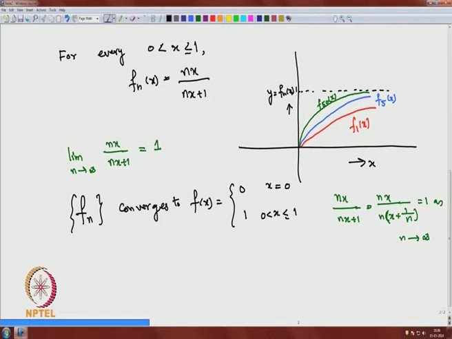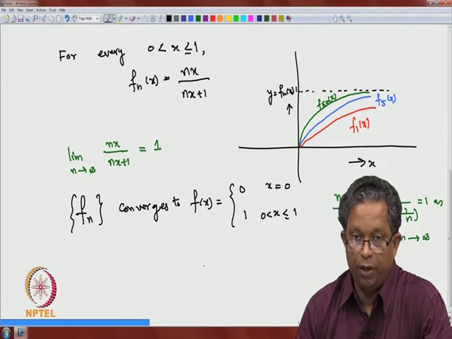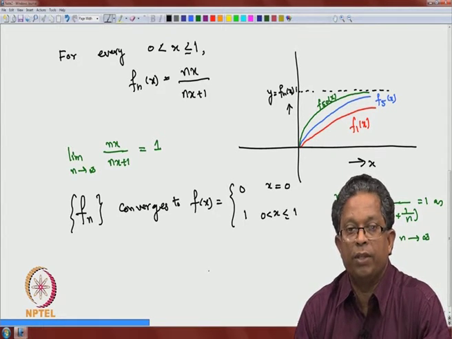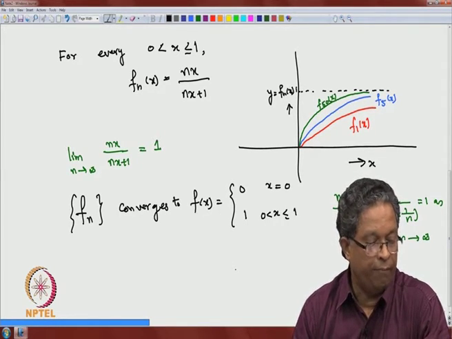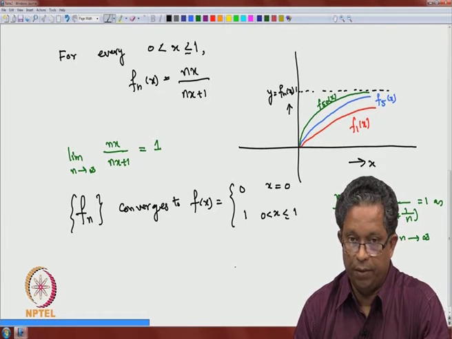So, also if you look at each function, each f_n(x) in the sequence is a continuous function on the interval [0, 1], and this sequence of functions converges to a function f(x). The limiting function is not a continuous function; it has a discontinuity at 0. So one thing we observe is that even if we have a sequence of continuous functions which converges to a function f(x) pointwise, it is not necessary that the limit function f(x) will be continuous on the given interval.